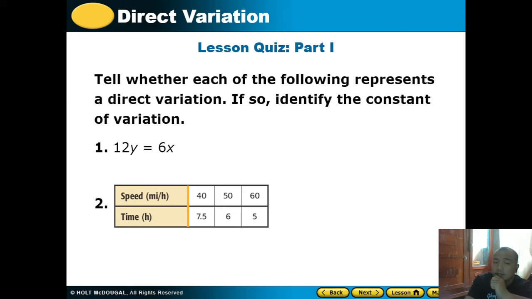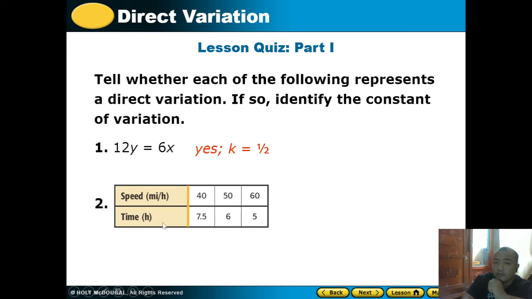Does that equation represent a direct variation equation? 12y equals 6x. If we divide both sides by 12 to solve for y, then it becomes y equals 6 over 12 x. 6 over 12 is 1 half. So yes, it's a direct variation equation where k equals 1 half.